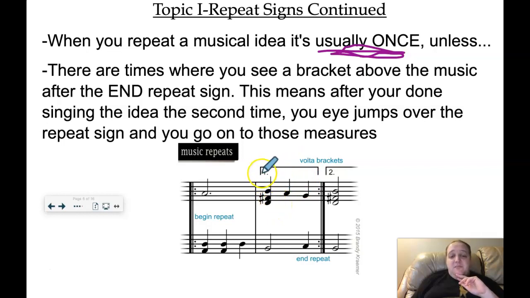So, this bracket says this is the first ending. So this means you would play this the first time. Then you would go back to here. And then what it means is you skip to here.